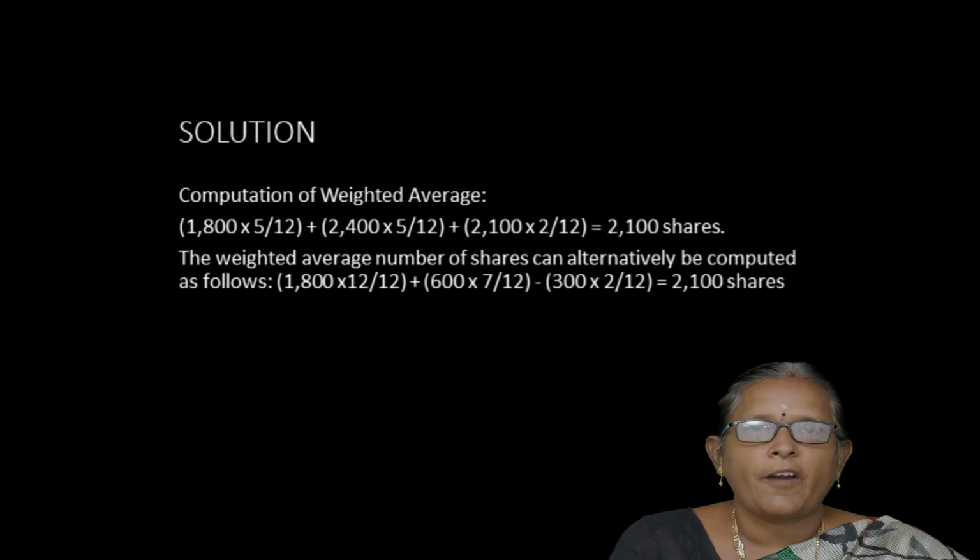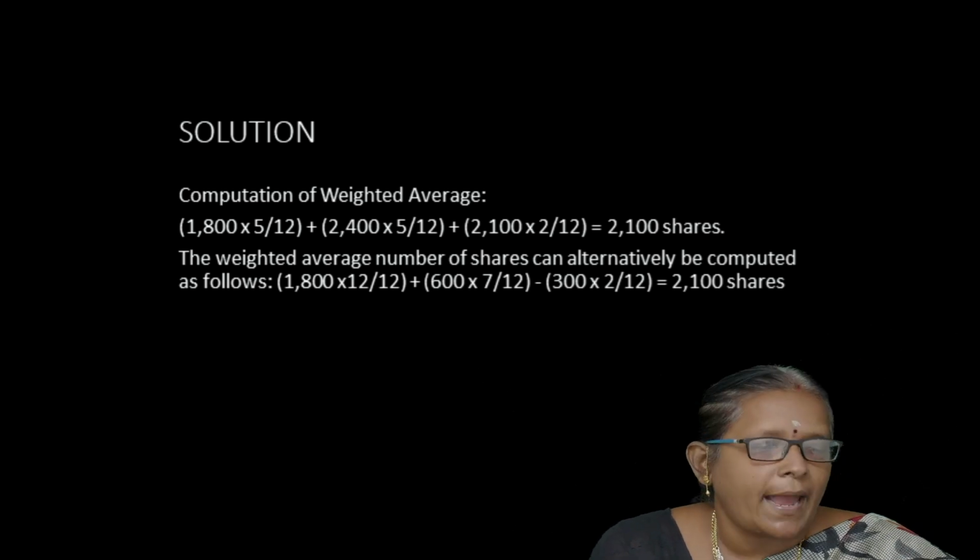So what is the formula for finding out a basic earnings per share? Earnings available to equity shareholders divided by weighted average number of shares. So earnings available to equity shareholders, we have prepared an income statement to find out earnings available to equity shareholders. And the second one, weighted average number of shares. So we have to consider 3 factors: shares outstanding at the beginning of the period, and if there is any buyback of shares, that should be deducted, and if there is any new issue, that should be added. So we have found out the answer. 2100 shares is the weighted average number of shares.